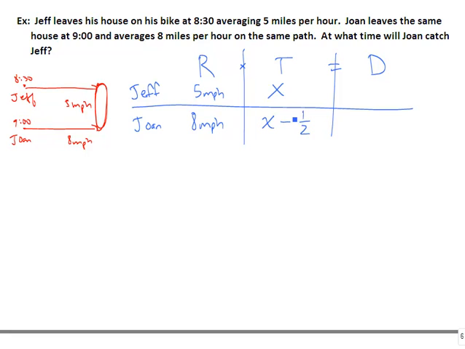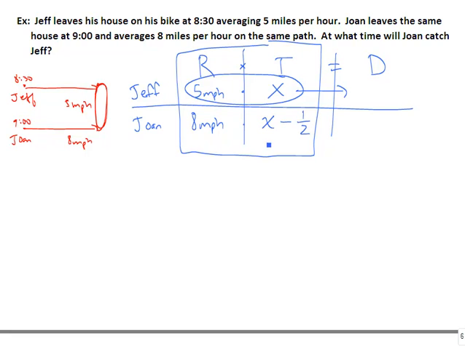Okay? So we filled out these first 4 values for rates and times. Now we're going to multiply across to get our distances. So 5 times X is 5X. 8 times X minus a half, use parentheses here.